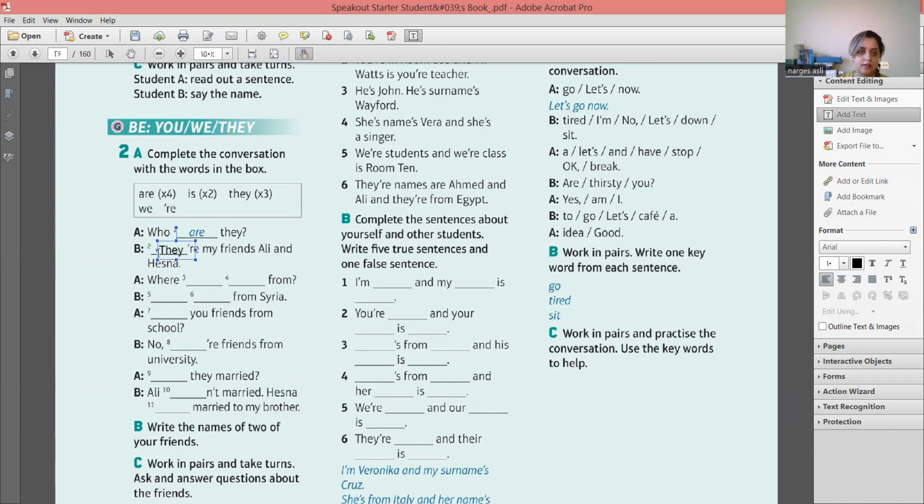They are my friends, Ali and Hesna. Where from? احتمالاً میپرسه اونها از کجا هستن؟ Where are they from? خب دوباره جواب میدیم. They are from Syria. مثلا وقتی WH question میگیم بعدش فعل to be بعدشون subject. اونها کجایی هستن؟ اونها برای سوریه هستن.